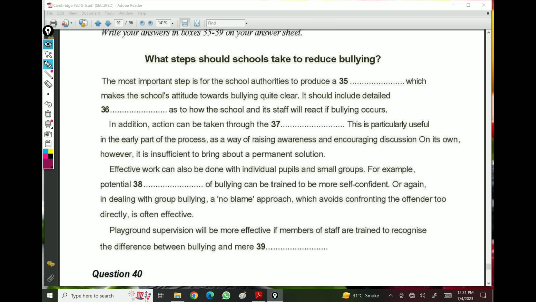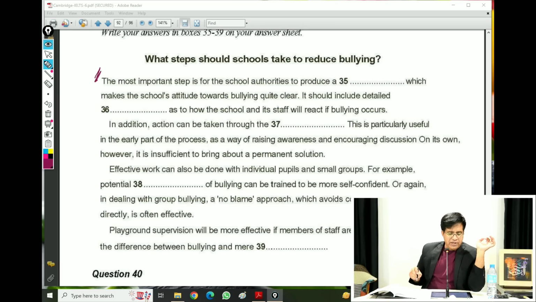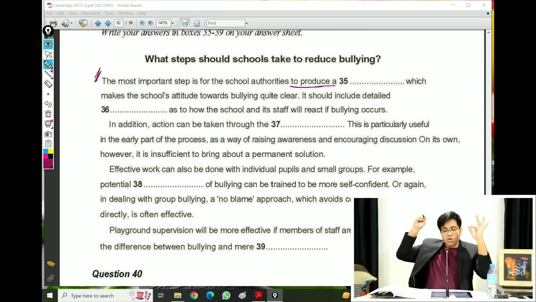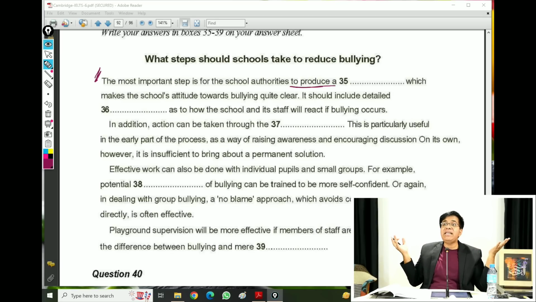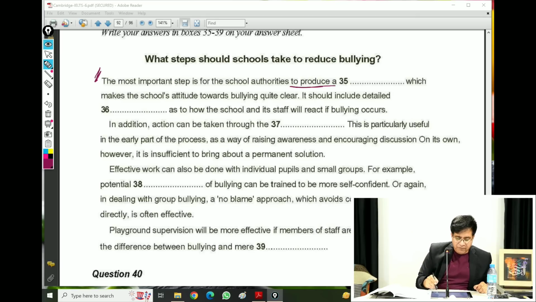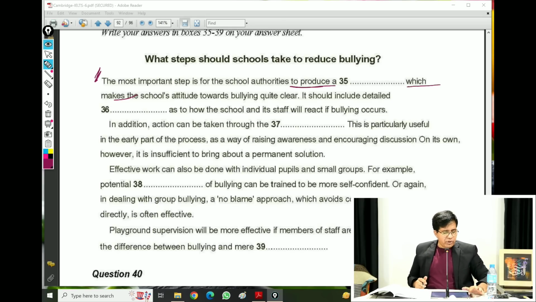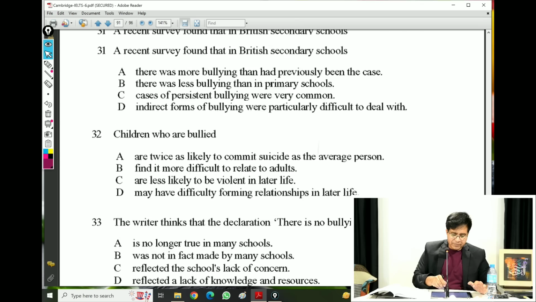Now we have found the location, so we read the question carefully. Let's go back to questions. Okay, let's read the question here. I'm reading question number 35. The most important step is for the school authorities to produce, underline produce, and listen, most important step is to produce a, means answer will be noun, answer will be singular noun, which makes the school's attitude towards bullying. Now go back, produce, for produce they might use the word develop.